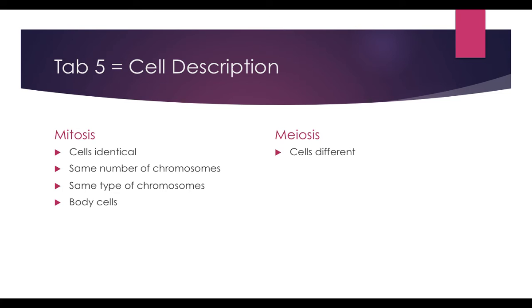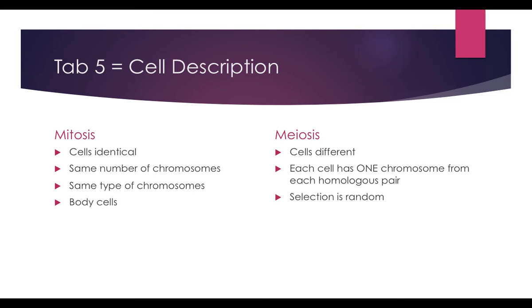In meiosis, the cells are different. Each cell gets 1 chromosome from the homologous pair. So each cell is either going to get the chromosome that you got from mom or the chromosome you got from dad for that particular chromosome. The selection is random, and we end up with gametes or sex cells. So this is the process that takes place in their production.